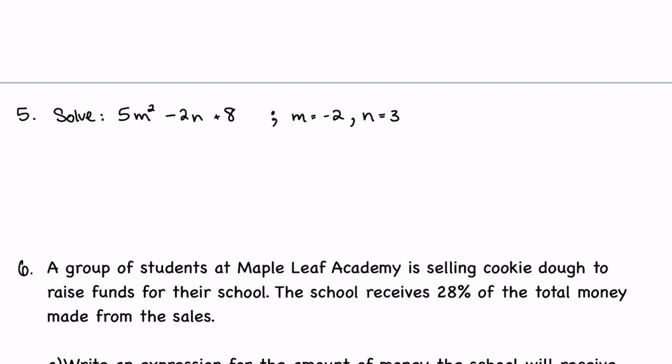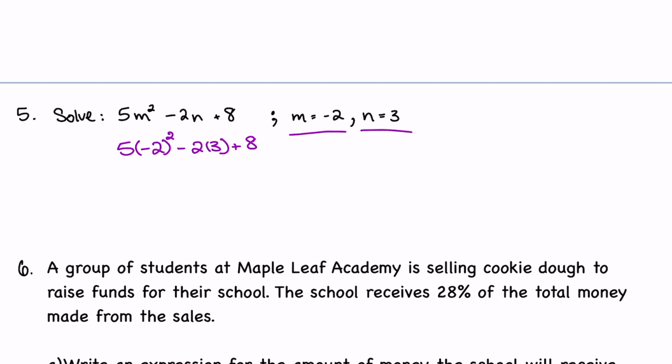Question 5 is asking us to solve this expression when m is equal to -2 and when n is equal to +3. So all we have to do is plug in those values in place of their variables and then solve. So instead of m, I'm going to write -2. So we end up with 5 times -2 squared minus 2. And instead of n, I'm going to write 3 plus 8.